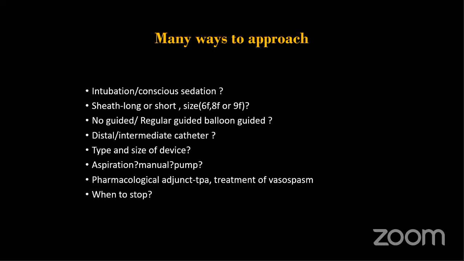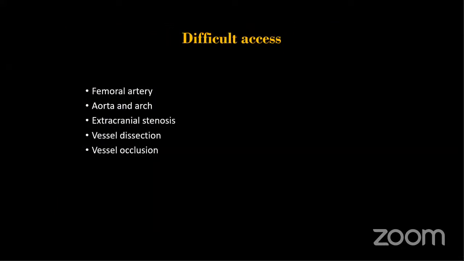Then there are pharmacological adjuncts, tPA, and treatment of vasospasm, and the most important thing during the procedure is to know exactly when to stop. Sometimes, as Prof. Shoaib mentioned earlier, there is difficult access, for example an occluded femoral artery, or occluded aorta and arch. Sometimes you would have an extracranial severe stenosis, or vessel dissection or vessel occlusion. So keeping the tPA on board in the first 4.5 hours is really good advice in those types of patients.